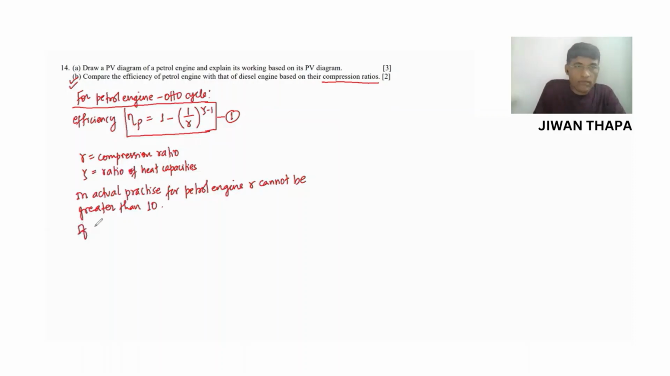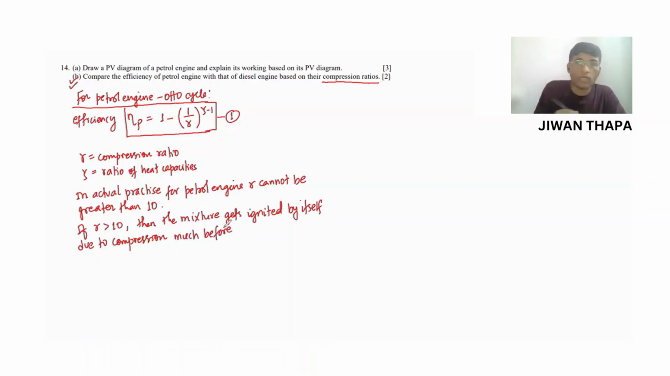Now, if R is greater than 10, then the mixture gets ignited, it burns by itself due to compression much before, that is too early, much before ignition takes place. So we find this, so this is to be noted, okay.